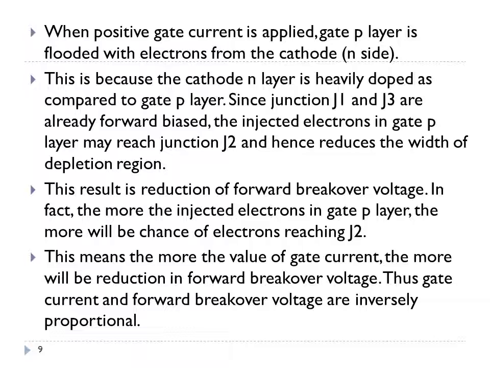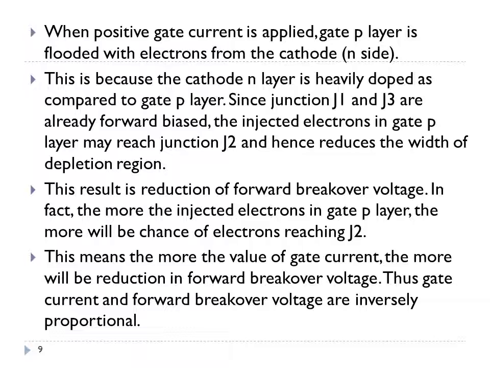When a positive gate current is applied, the gate P layer is flooded with electrons from the cathode, that is, the N side. This is because the cathode N layer is heavily doped as compared to the gate P layer. Since the junctions J1 and J3 are already forward biased, the injected electrons in the gate P layer may reach junction J2 and hence reduce the width of the depletion region. This results in the reduction of forward breakover voltage.